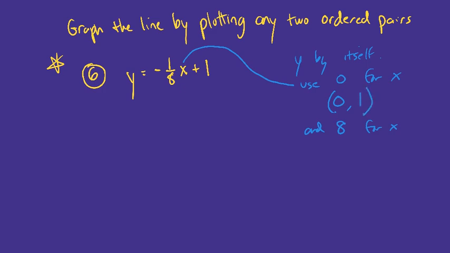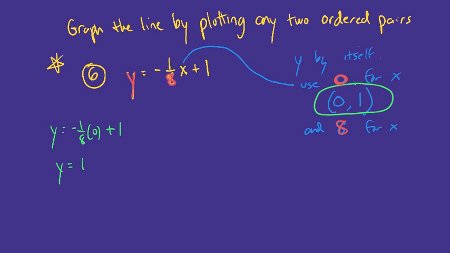I'll go ahead and write that out, though. Y equals negative 1/8 times 0 plus 1. So that would be our first ordered pair. And then again, we're using 0 to start with, because we got y by itself. And then we're going to do 8. And the reason we're doing 8 is because it's the denominator.